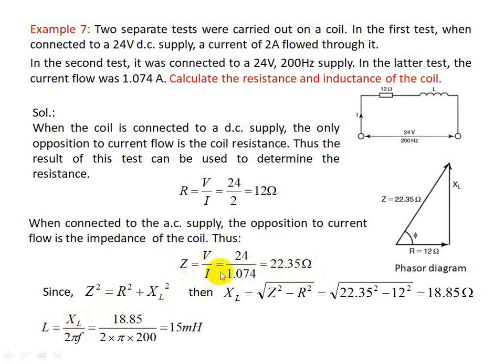To find out inductance L, first we have to find out XL. So use this formula Z square equals R square plus XL square. So XL is under the root of Z square minus R square. Z is known, R is known. So find XL. It is 18.85 ohms. So from this, equate this XL to 2 pi FL and find out inductance L. L will be XL by 2 pi F. So substitute all the values, you will get this value as 15 millihenry.